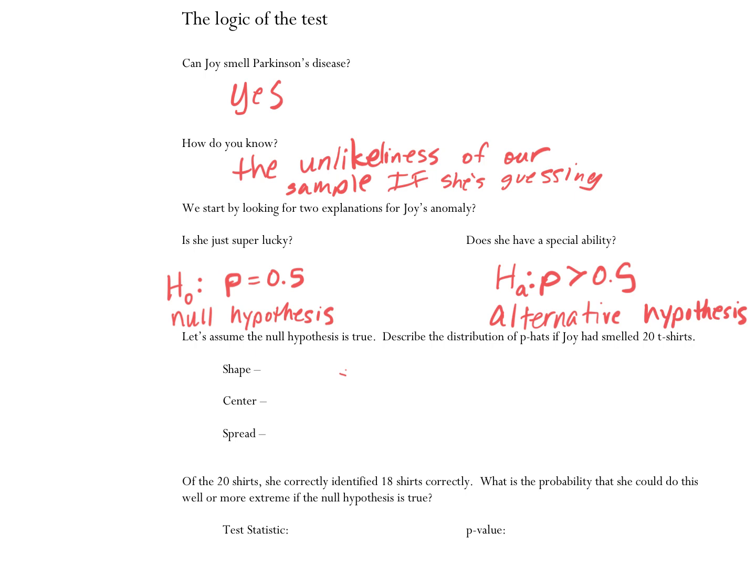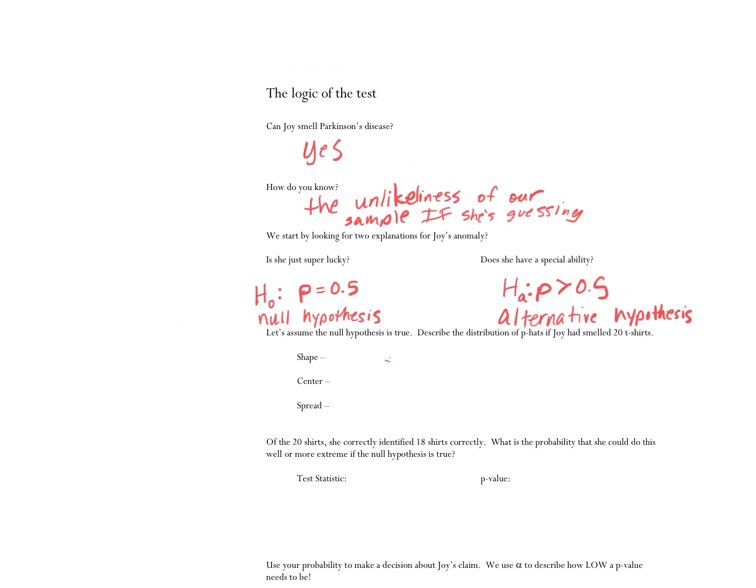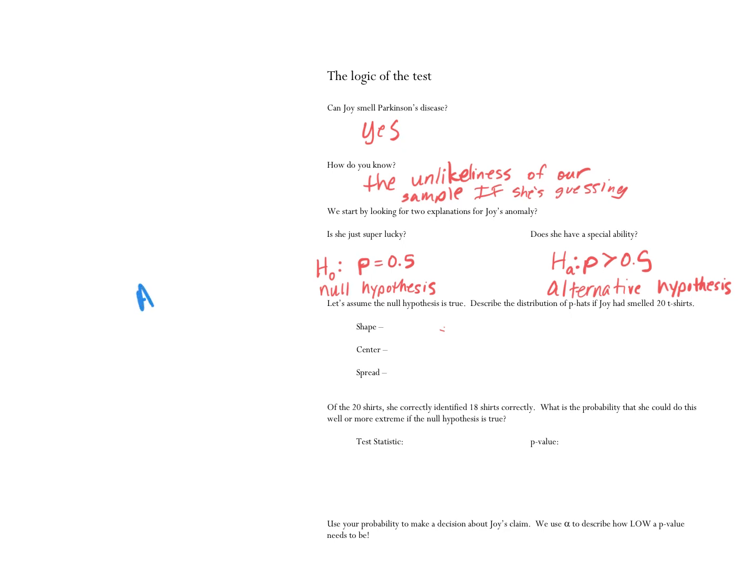Okay. So the logic of one of these, what we call hypothesis or significance tests, is going to start like this. We're going to assume that null hypothesis is true. We assume she was just guessing, that she had a 50-50 shot.